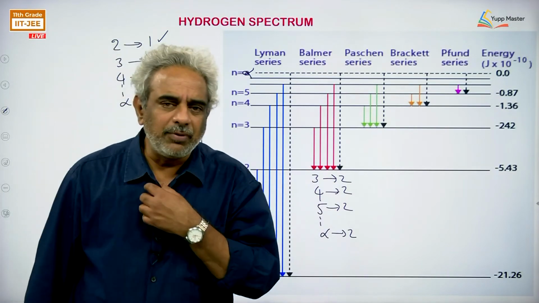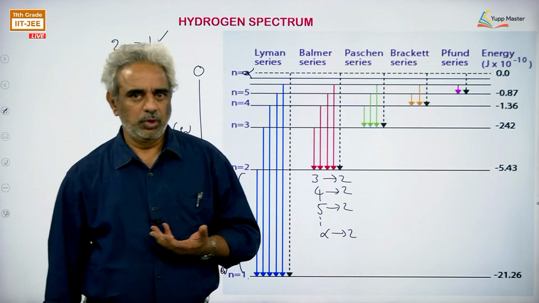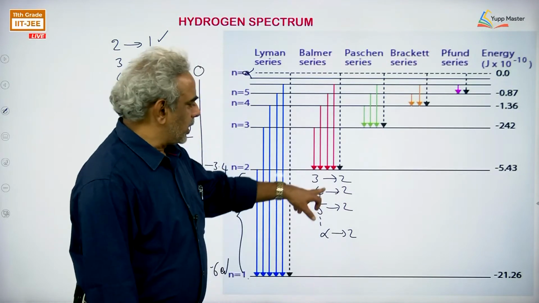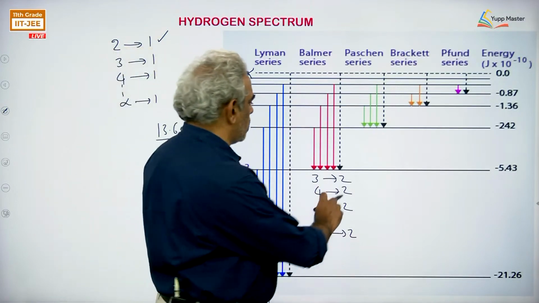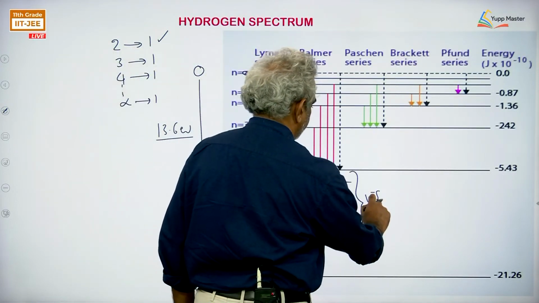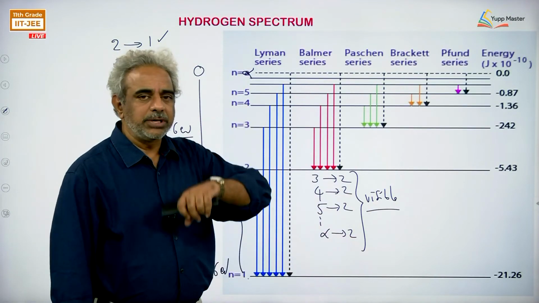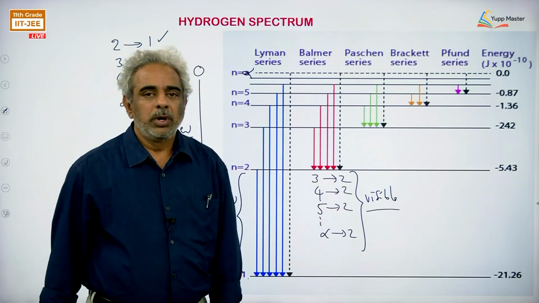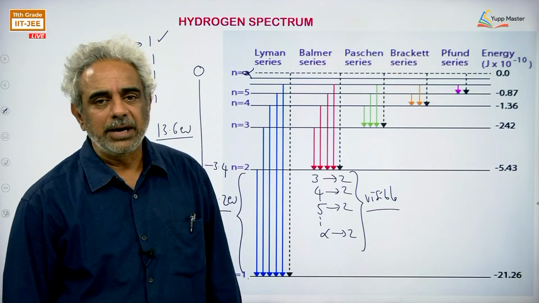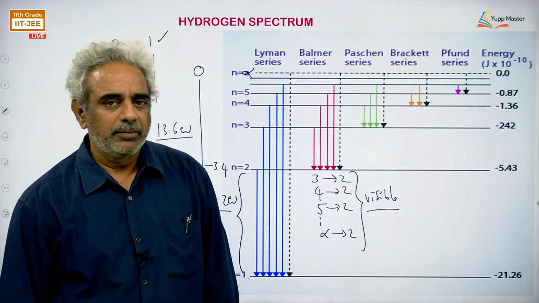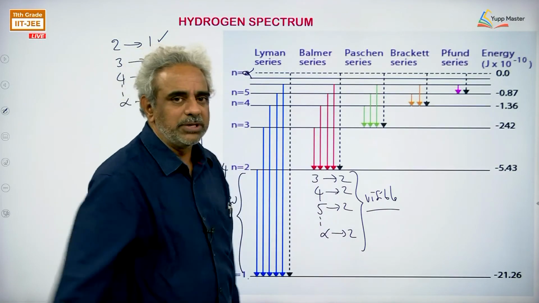How to know the wavelength of a particular transition? Go for Rydberg equation. So you can calculate lambda, and based on that you can work out that these are all in the visible region. The most energetic infinity to 2, the least energetic 3 to 2. All these lines will fall in the visible region. So this series only you can see. Other series, you can't see in the visible region.